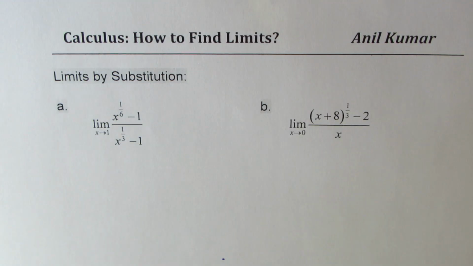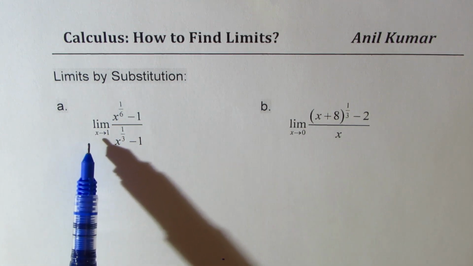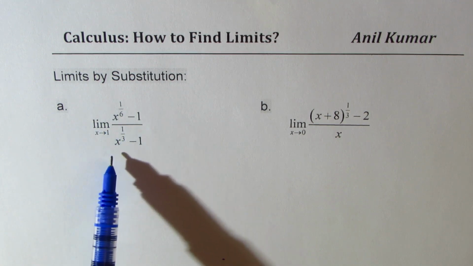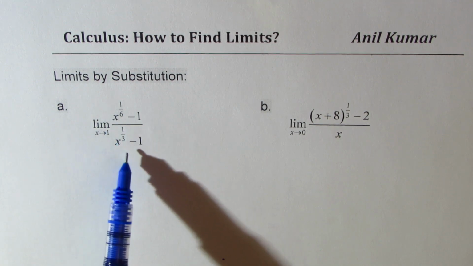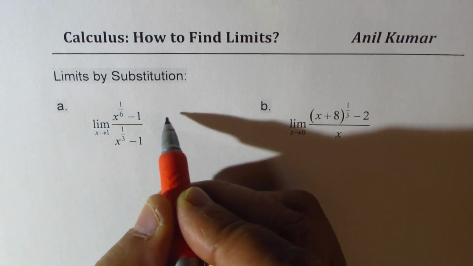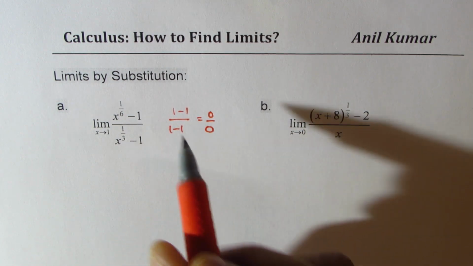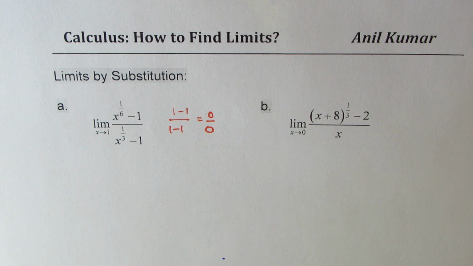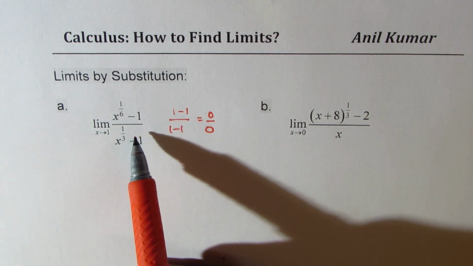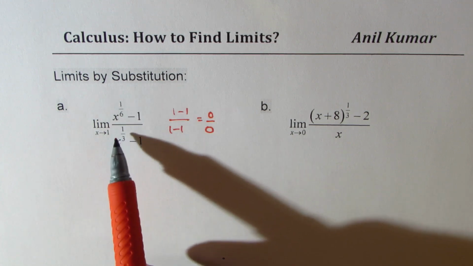I've taken up 2 examples where we are going to apply the substitution method to find limits. Limit when x approaches 1 for x to the power of 1 over 6 minus 1 divided by x to the power of 1 over 3 minus 1. If I substitute 1 here, I get 1 minus 1 over 1 minus 1, which is 0 over 0. So it is again indeterminate form. So that means we have a common factor. Last time we learned how to get rid of that common factor. Now we will learn how to use substitution.